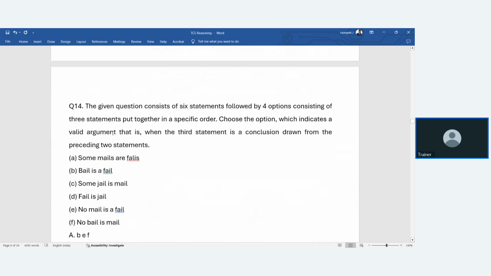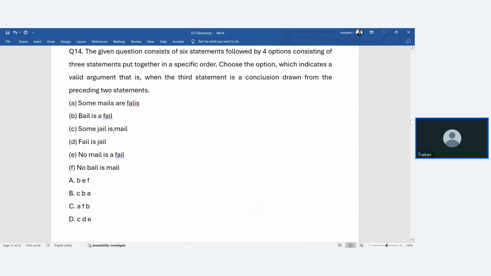And see this next one. This is also statements and conclusions related, but the format is different. You just look into the options. The first two are statements, and the third one should be the conclusion of the first two; that is your option. Here BEF means you work on B and E, and F is the conclusion, then you go for that answer.